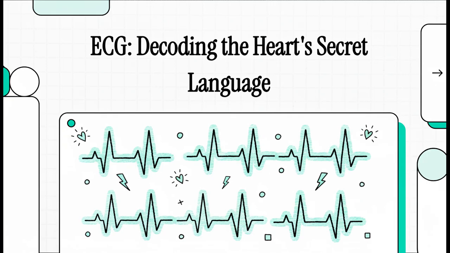You ever seen those squiggly lines on a hospital monitor and wondered what on earth they actually mean? They might look like random noise, but they're telling a story. It's the secret language of the heart, and today we're going to learn how to decode it.